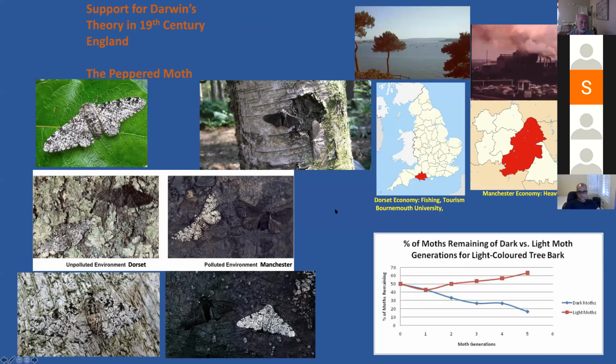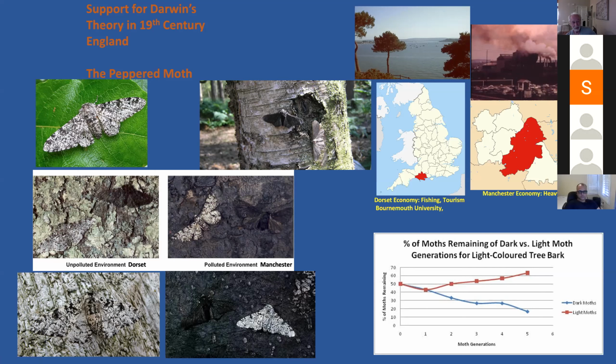And here you see it illustrated. We start on the left. You can see a light colored moth on a leaf. And below that, a light colored and a dark colored moth on a light tree trunk. And below that, an even more dramatic example of a light tree trunk. There are two moths there, and they're very difficult to see. So if you're a bird and you're hungry, you probably wouldn't notice those moths on a light tree trunk.